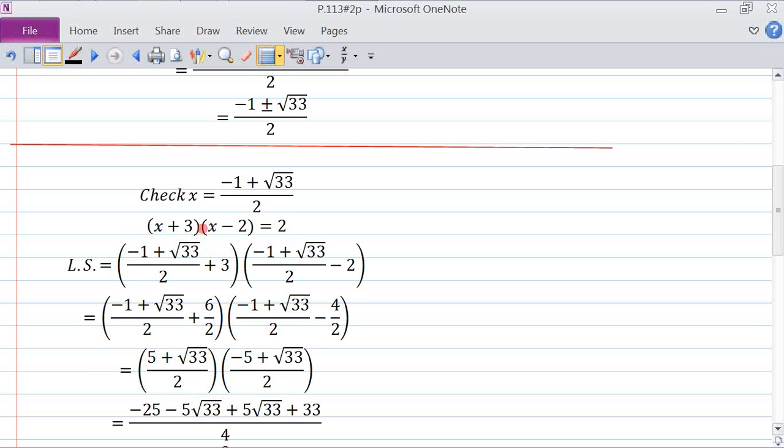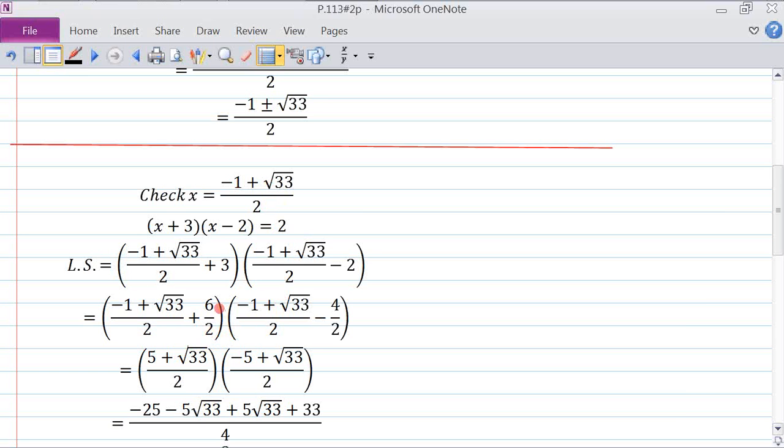Okay, the left side. So here's the left side of the original equation. I'm replacing this x with this term right here. And this x over here is this x over here. Plus 3 is this, and the minus 2 is this over here. So I'm taking the left side here, and I'm replacing the x with this.